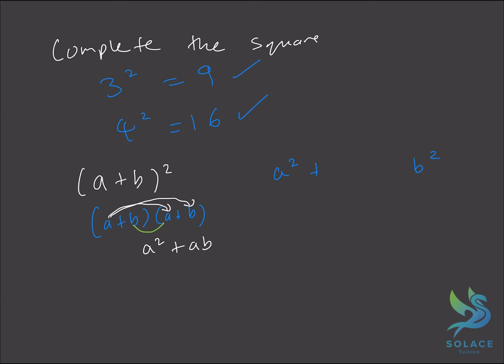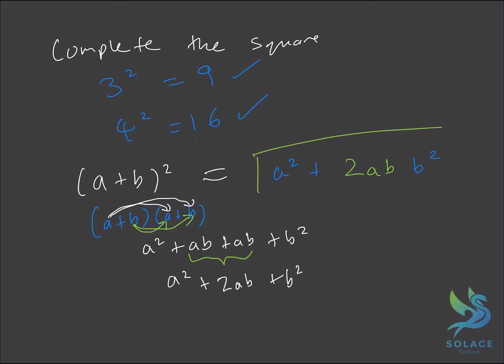Now looking at the second one, b times a is ba, but that's the same as plus ab. And b times b is, of course, plus b squared. So we can see that in the middle we have two terms that are actually the same, and hence they double up: a squared plus 2ab plus b squared. So the expansion of (a plus b) whole squared is a squared plus 2ab plus b squared.